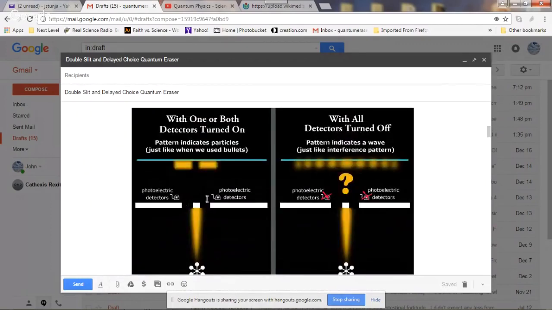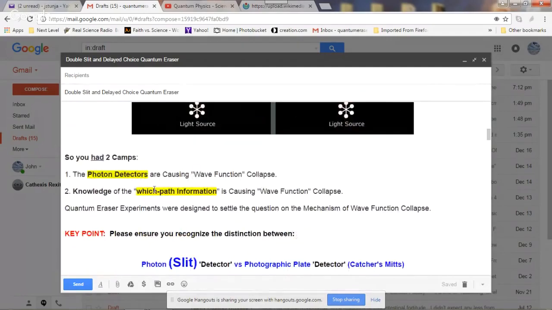You have photon detectors, which are at the slit and detect any photons going through the slit, and you have the background plate, or the photographic plate. Those are two different animals, and there's so much confusion because people talk about detectors and they don't differentiate between the two, and that just breeds so much confusion. So I wanted to iron that out, and you'll see how that irons out here in a few minutes. So like I said, here are your two camps. There's only two choices here.